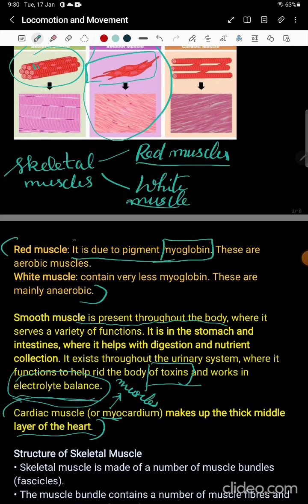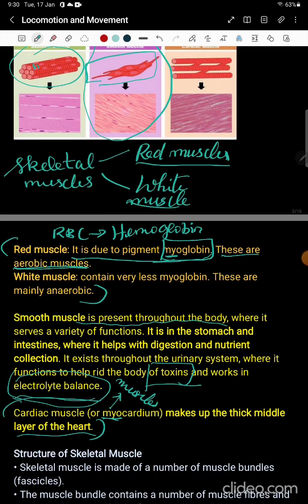Just as our red blood cells have hemoglobin, likewise our skeletal muscle in certain areas has a pigment called myoglobin. I already told you that myo means muscle. Myoglobin is the pigment that gives our muscles a red color. These are aerobic muscles, meaning the oxygen concentration in these muscles is very high. That's why they are called aerobic muscles.